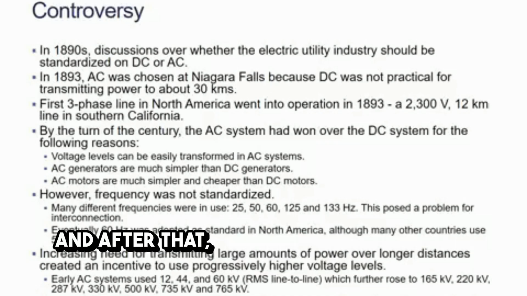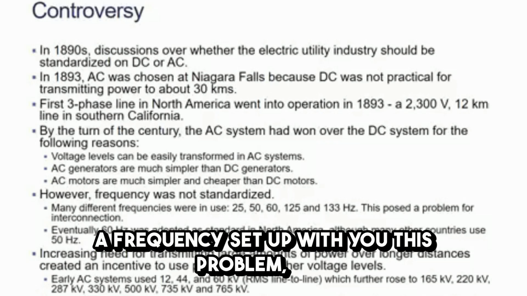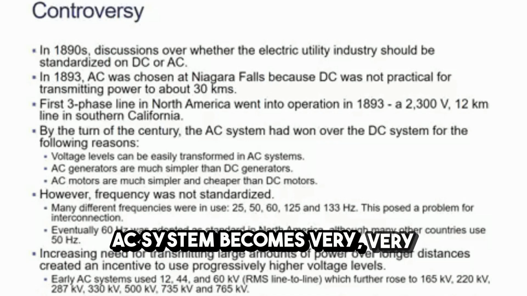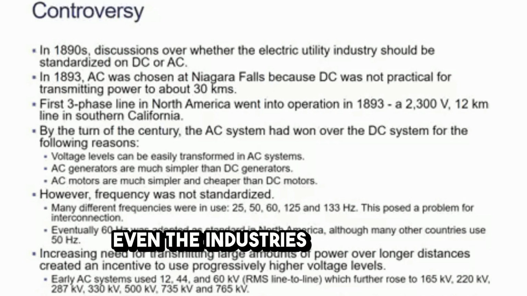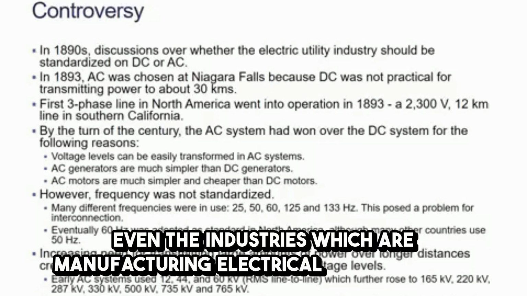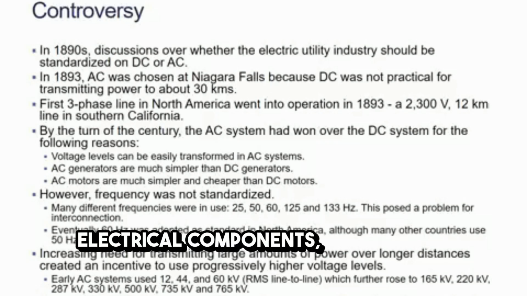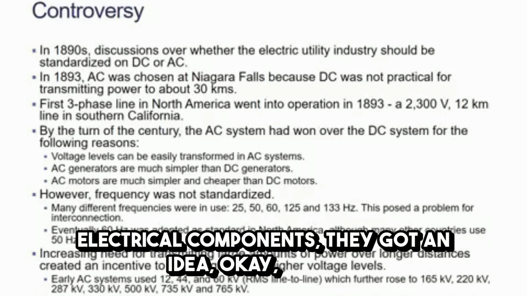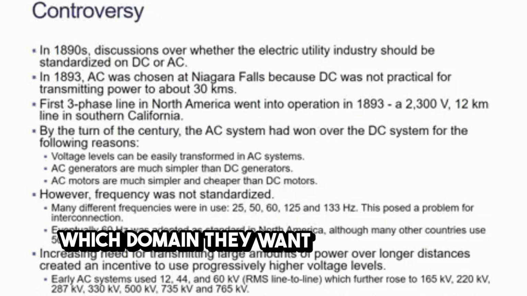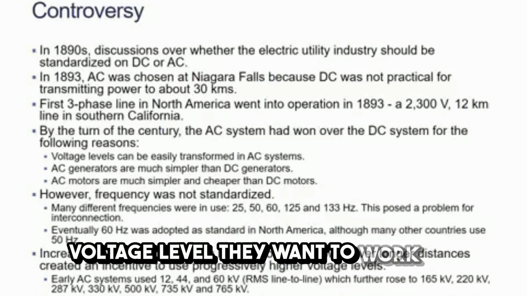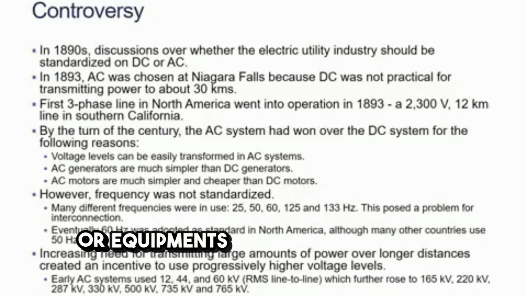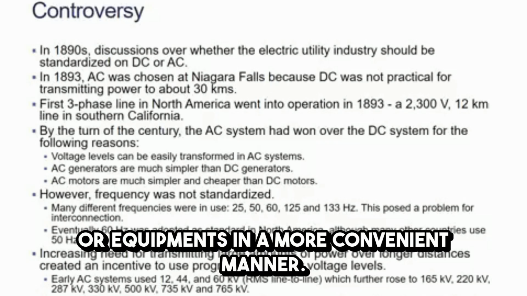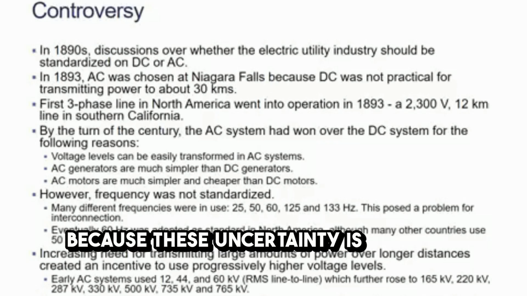And after that, once you have a voltage and a frequency set up, the AC system becomes very, very convenient for everyone. Even the industries which are manufacturing electrical appliances or electrical components got an idea of which domain they want to work in, and which voltage level they want to work at. So they can design their appliances, machines or equipment in a more convenient manner, because this uncertainty is now resolved.